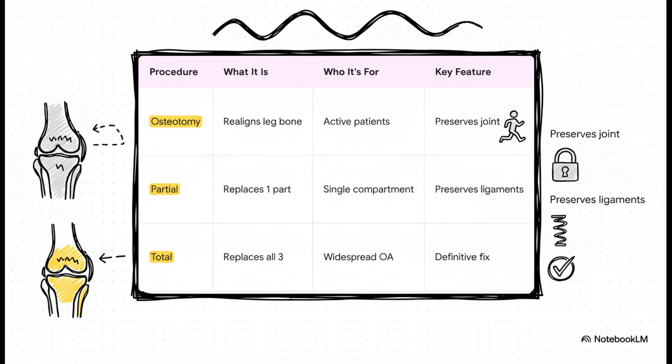Then there's a partial replacement. It does exactly what it says. It only replaces the one worn-out compartment. And crucially, it leaves all your natural ligaments intact. And finally, there's the total knee replacement. This is what we call a joint sacrificing procedure, replacing all three compartments. It's the go-to solution when the arthritis is widespread and advanced.